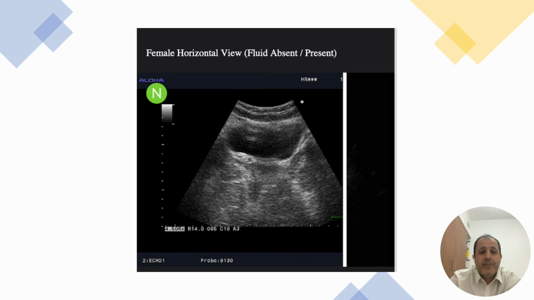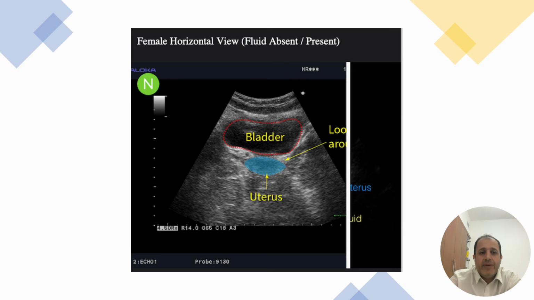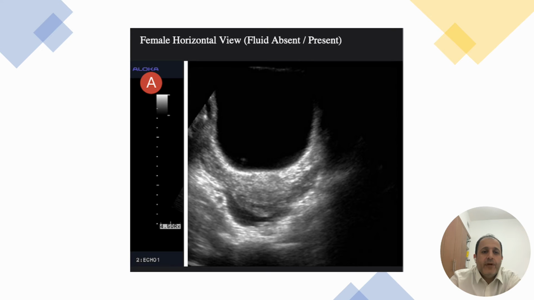As you see here, there is the bladder, it is a female patient, this is the uterus, the vagina, and the bladder. So we search for fluid here, usually posterior to the uterus, or sometimes between the uterus and bladder. As you see here, bladder, uterus, and here the space where we usually look for fluid.